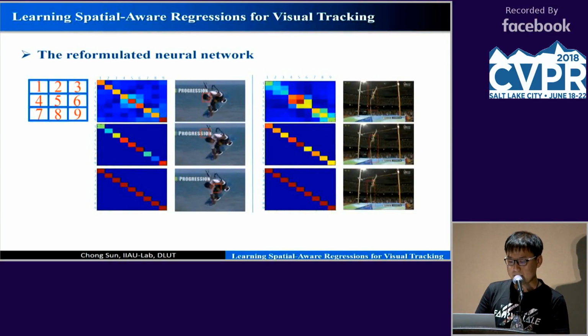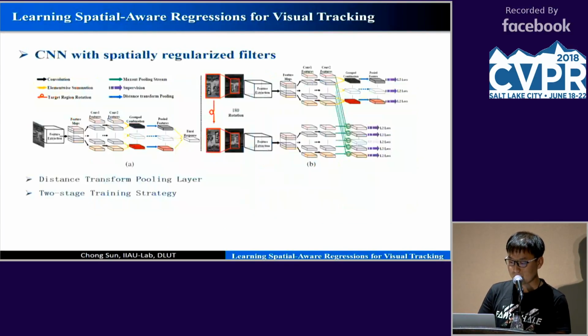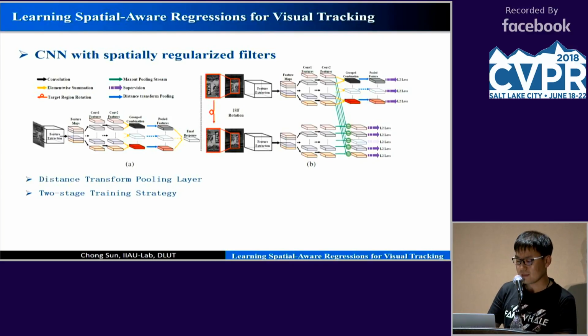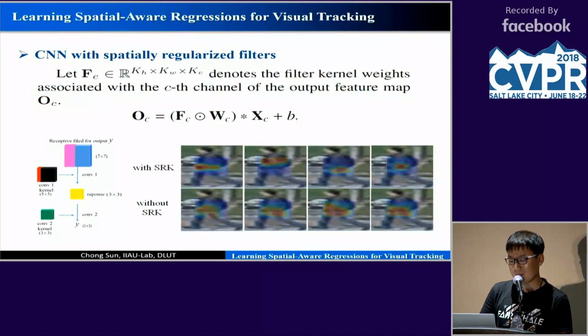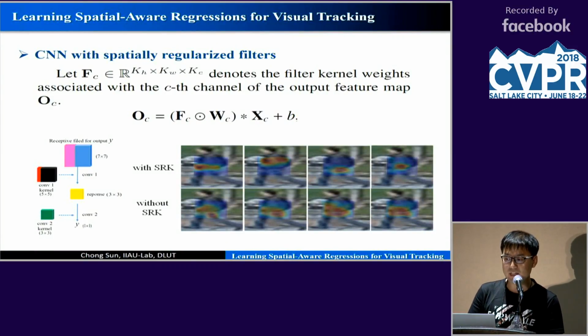In this slide, we present the learned reliability weights for the proposed network. In this experiment, we divide the target object into 9 patches, and we show the learned weights for each patch and the cross-patch similarity. In the first example, our model can accurately detect that the 5th and 9th patches are more reliable than others. We also provide a neural network with spatially regularized filter kernels. Compared to the previous methods, our method incorporates the 2-stage training strategy and a distance transform pooling layer. It can also better handle rotations.